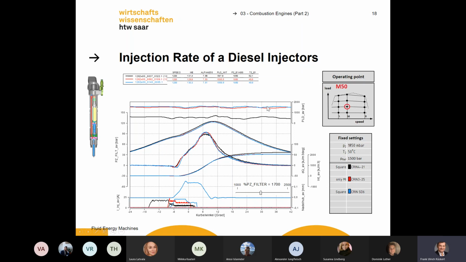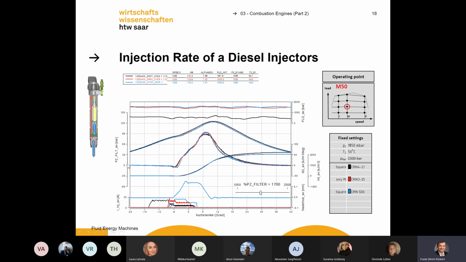Okay, and here we have our injection rate of, we have again our common rail injector, third generation. And here you see some real measurements. Yeah, I explained a lot in theory, but you can also measure all these things.